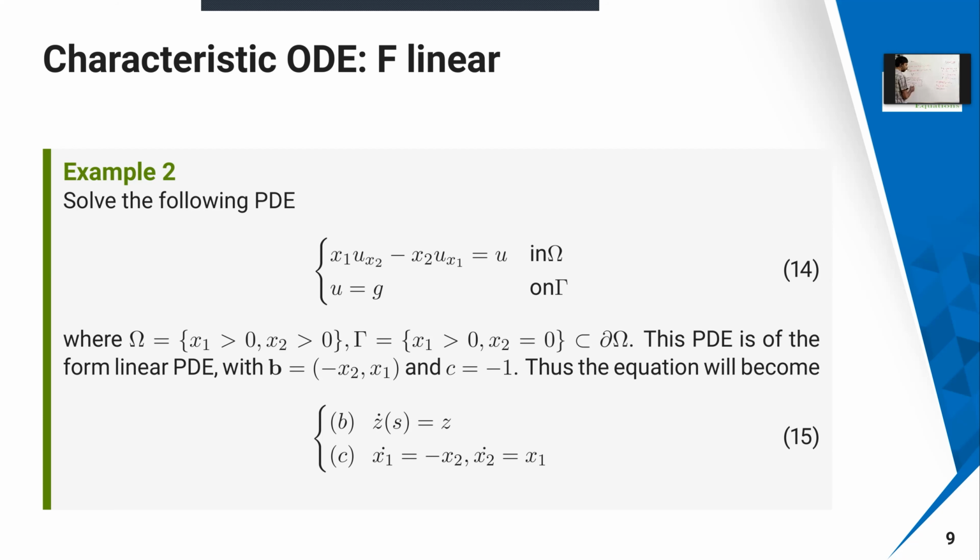Similarly, we have to calculate x dot of s. x dot of s is b of x comma s. So we are going to get x dot of s comma y dot of s; this is a vector, and these are the components of it. That is going to be b of x of s, which is minus y comma x. Therefore, x dot equals minus y and y dot equals x.